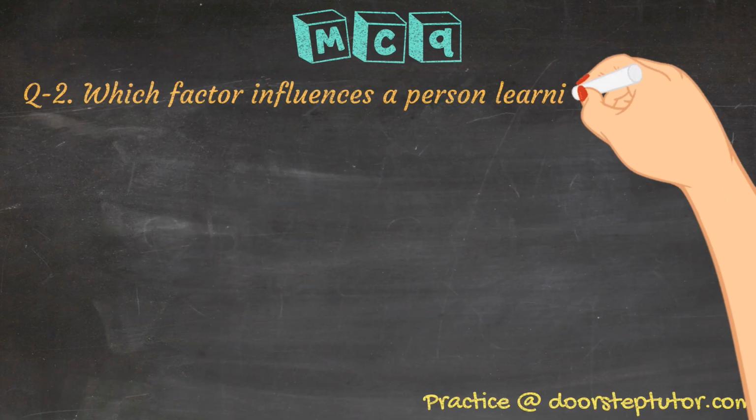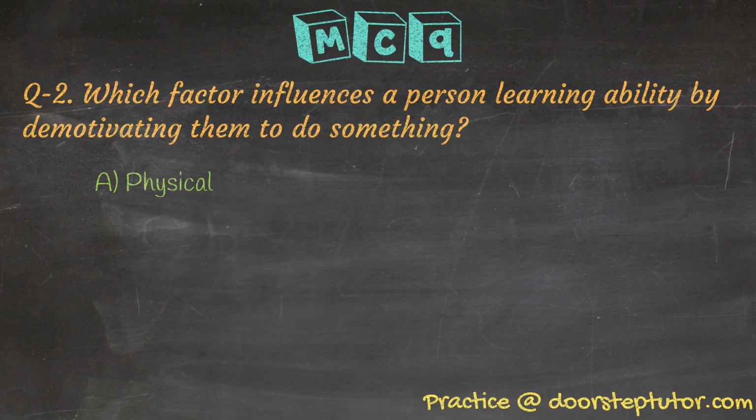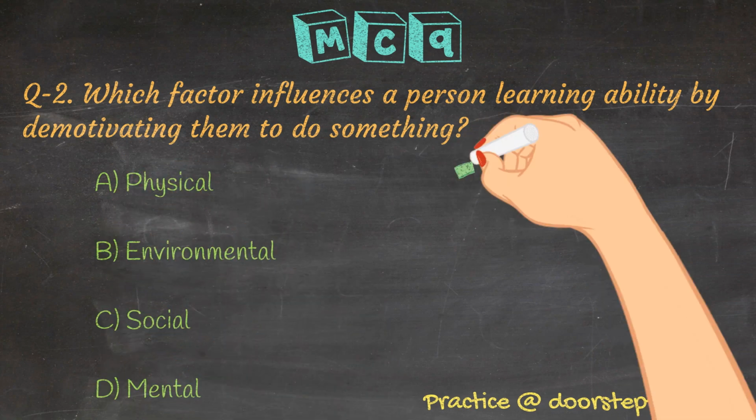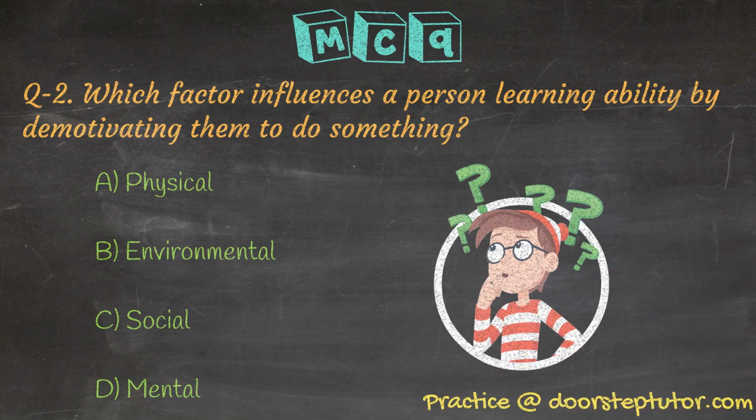Which factor influences a person's learning ability by demotivating them to do something? Physical, environmental, social, mental. See, who can demotivate us? Obviously our society, our neighbors. Physical, our strength, our height, our weight cannot motivate or demotivate us, and our environment also cannot do so. But our society can very much do so. Our neighbors, our community in which we live, our family members, they can. So the correct answer would be social, right?